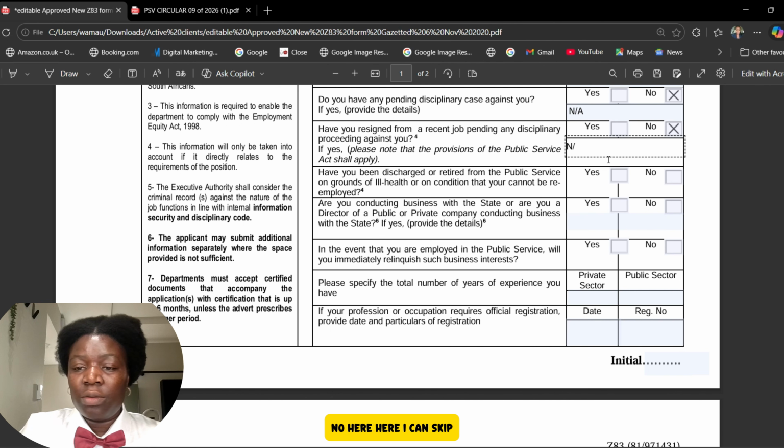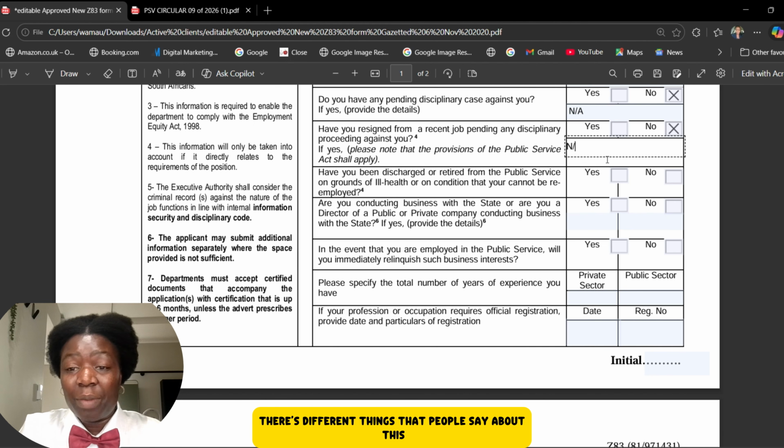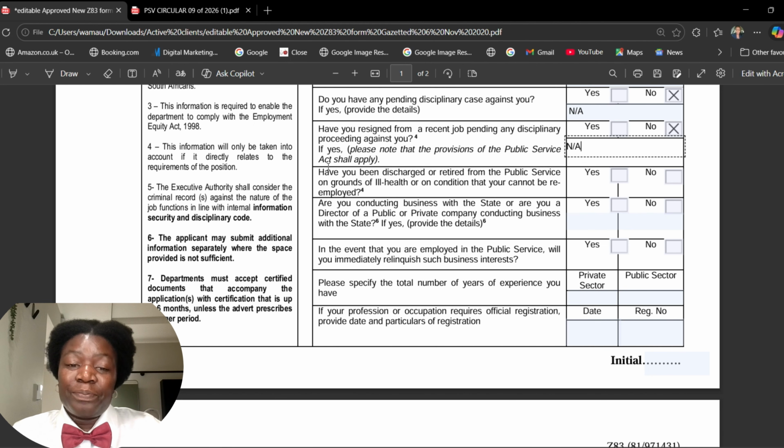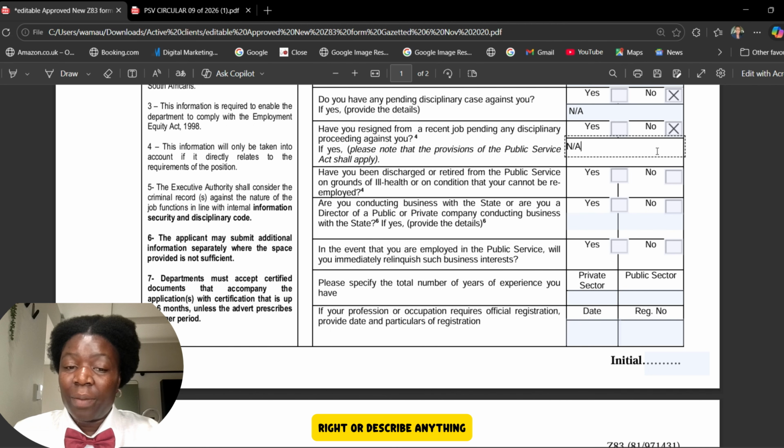Okay, no, here I can skip, but let me just put not applicable, because there's different things that people say about this form, okay? But here they didn't ask for me to explain anything, right? Or describe anything, give details. They're just giving notice that this will apply.